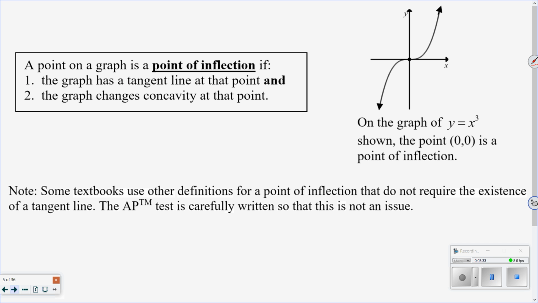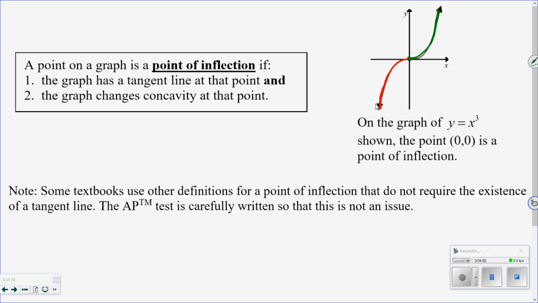A point of inflection is when the graph has a tangent line at that point and the graph changes concavity at that point. So if you look at this graph, this is the graph of y equals x cubed. From here to here, the graph is concave down. From that point on, the graph is concave up. So we say that at (0, 0), the graph has a point of inflection.